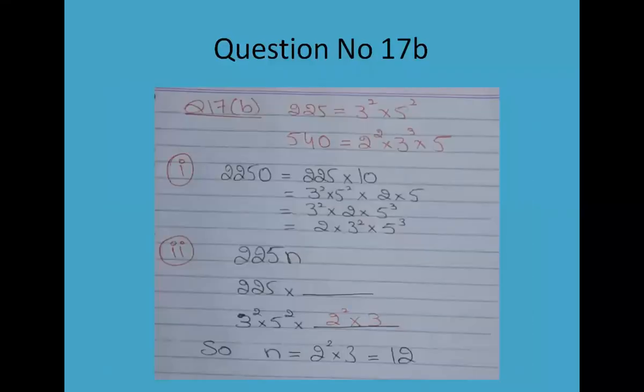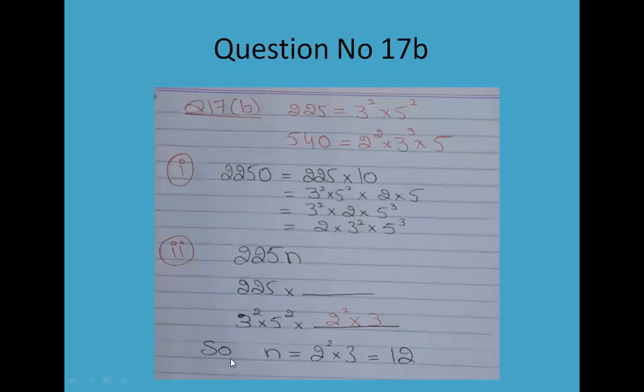2250, which means 225 multiplied by 10, and I already know what are the factors of 225. They are 3 square into 5 square, into 10 is 2 into 5. So the final answer will be 2 multiply 3 raised to power 2 multiply 5 raised to power 3. So that's the first part.